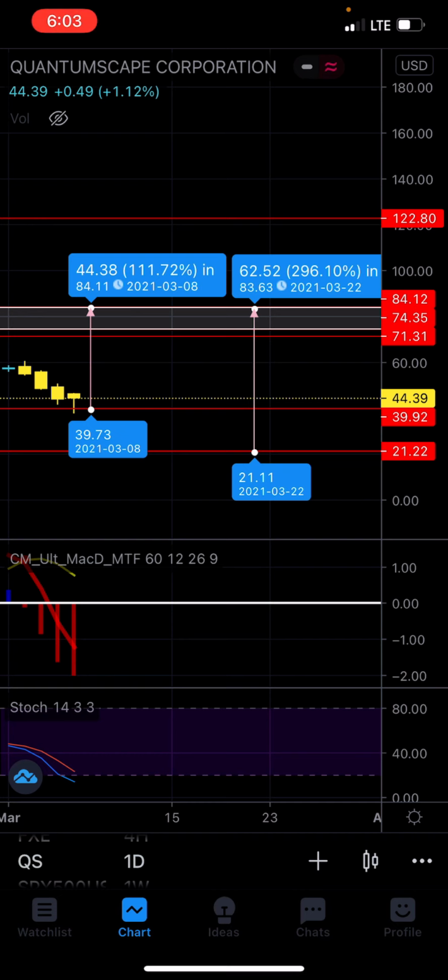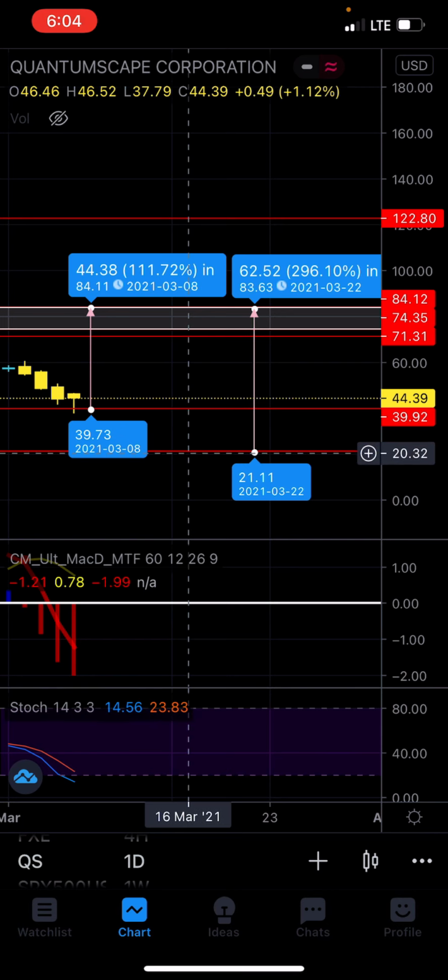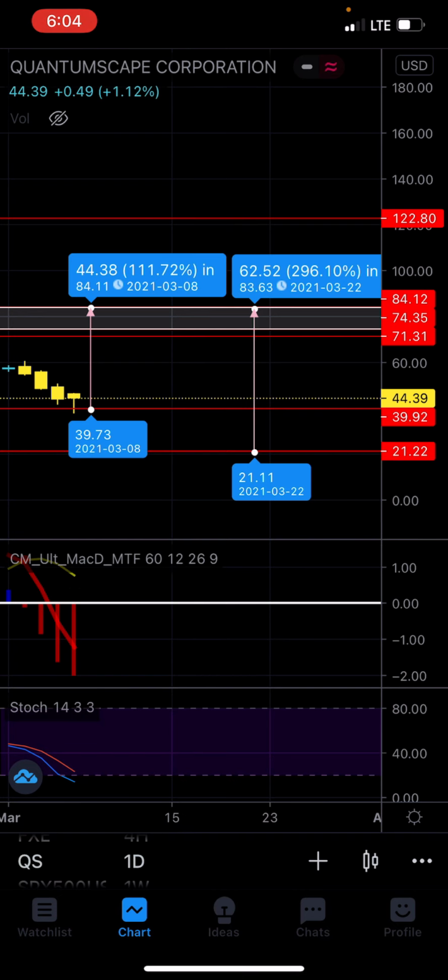Scenario number two. We keep going down, the stimmy doesn't work, the market goes down tomorrow, the market keeps going down, and your next buy-in price is going to be at $21.22, right? That's going to be the next bottom, relatively around that price range to buy in. In case you do wait and buy in at $21, you're going to be looking at a 300% gain when that gap gets filled for QuantumScape, right?